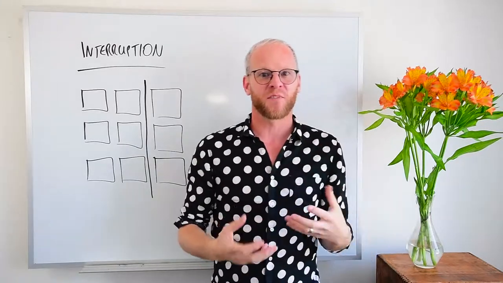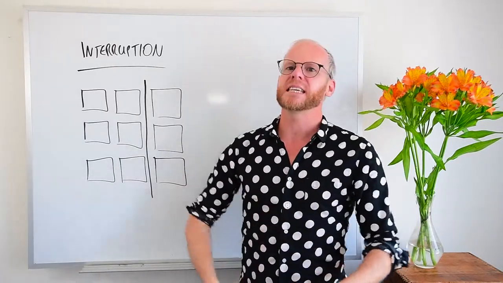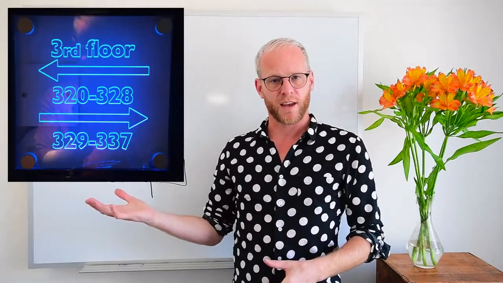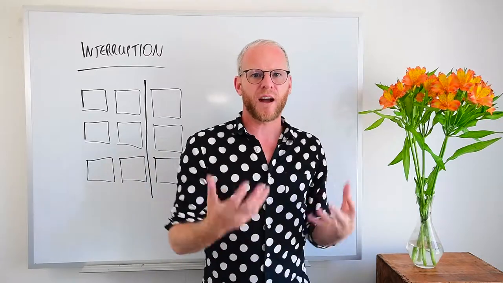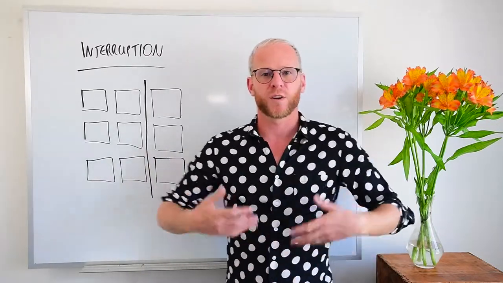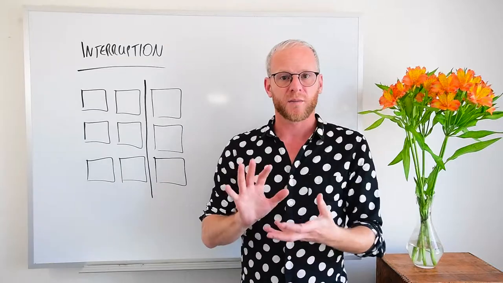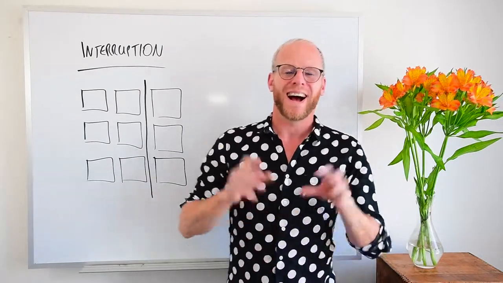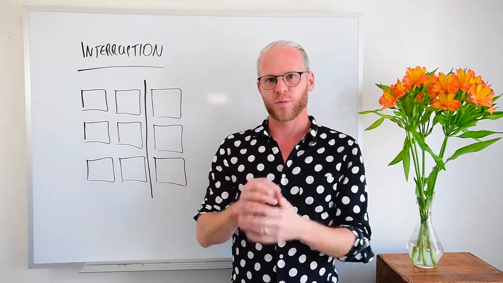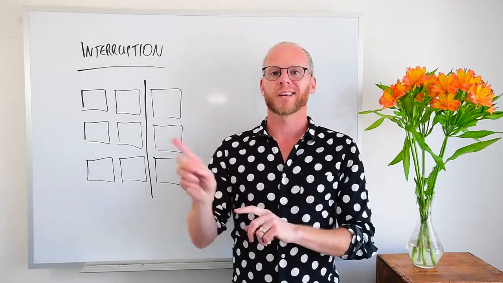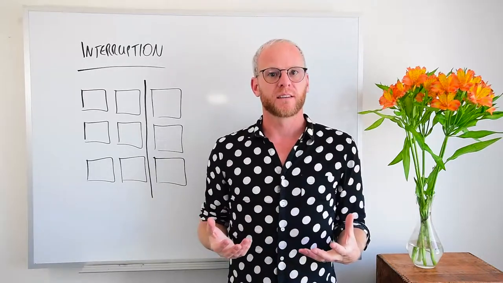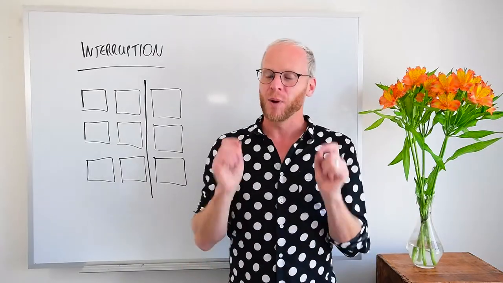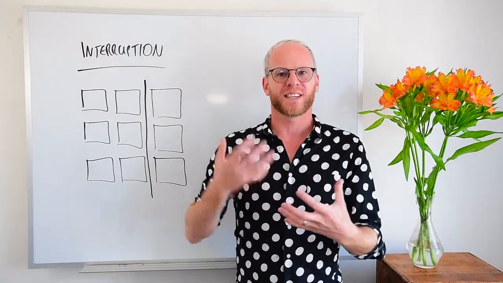And I started running some 5-second test experiments to see if there was a design problem with this sign. This is the sign I was looking at. So I took a photo of that and I ran a 5-second test. If you're not familiar, this is where you show a screenshot of your landing page for 5 seconds to someone, then you hide it and you ask a question. So I asked people, if you were in room 323, would you turn left or right? 33% got it wrong. Made me feel a little bit better that I was walking the wrong direction, but it was a cue that there was a design problem.